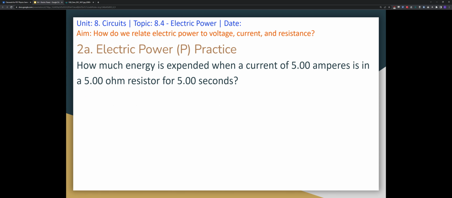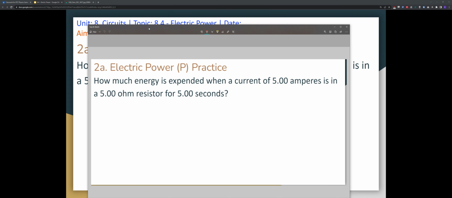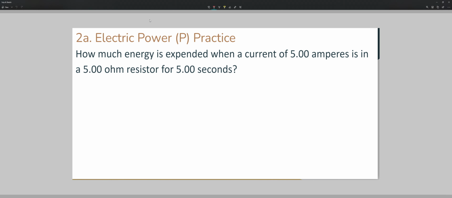And so now let's just go to solving problems. How much energy is expended when a current of 5 amperes is in a 5 ohm resistor for 5 seconds? Let's do this first practice problem with you guys, just so that I can guide you. So our current is 5 amperes. My resistance is 5 ohms, and again, I can write ohms as omega. And my time is 5 seconds.